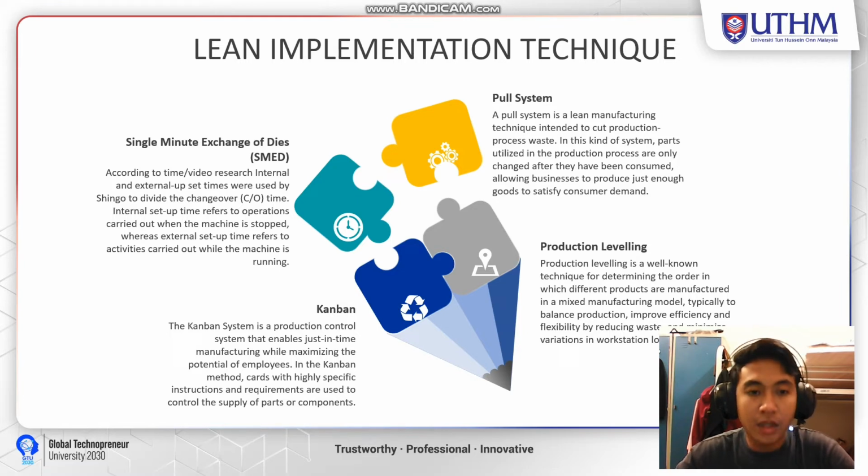In Kanban, the Kanban system is a production control system that enables just-in-time manufacturing while minimizing the potential waste. In the Kanban method, cards with highly specific instructions and requirements are used to control the supply of parts or components. So that's all from me.